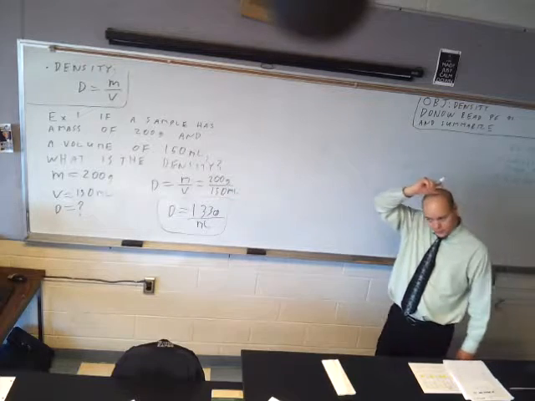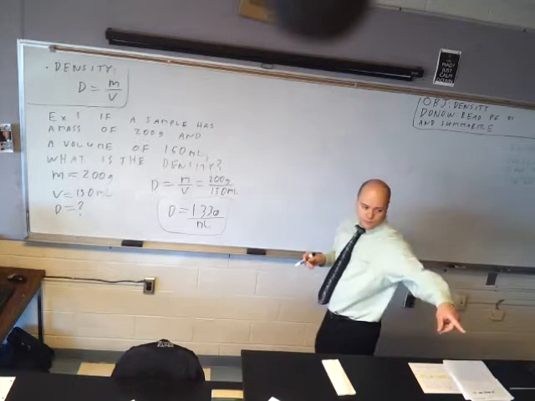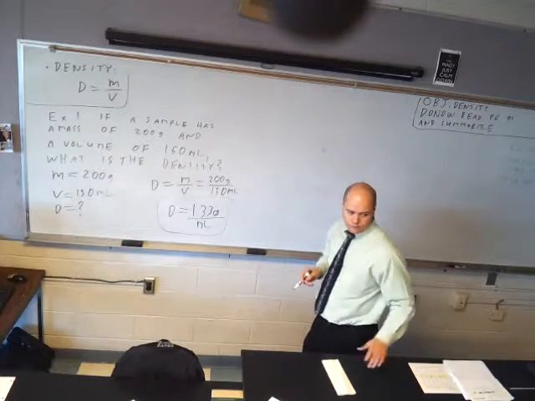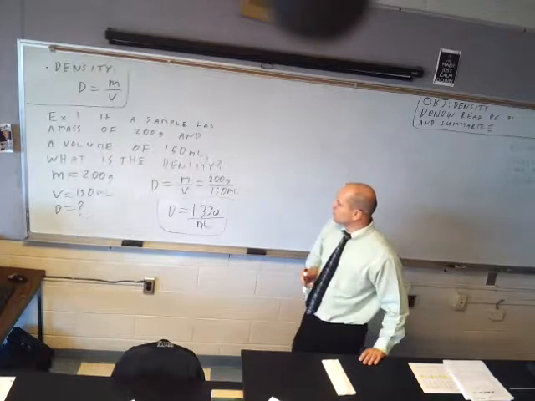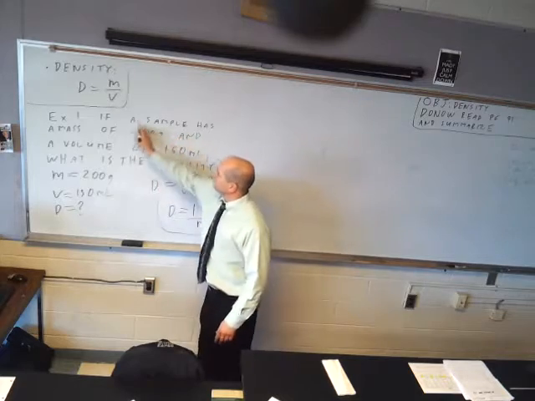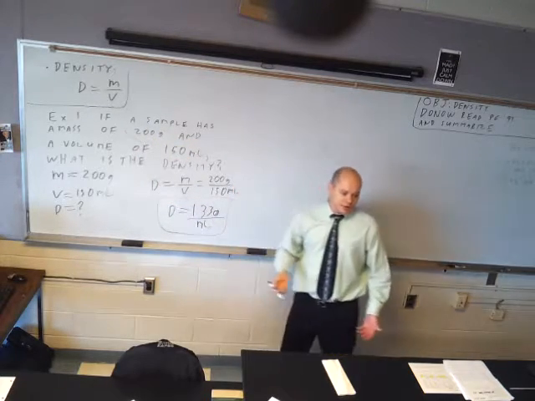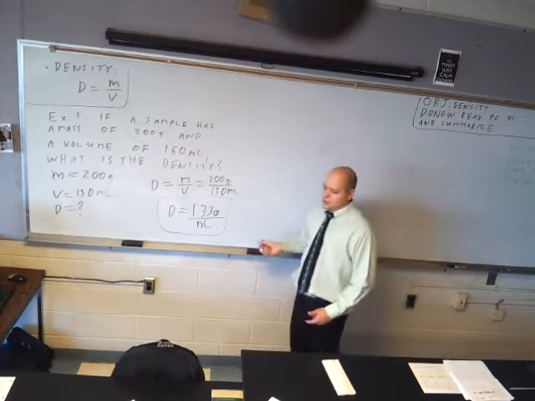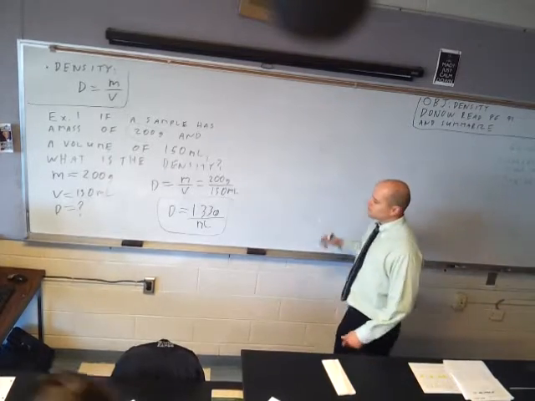All right, questions so far? How do you know which one's the mass and which one's the volume? Well, in the problem, I'll usually tell you mass 200 grams, but also you can just look at the units, right? So if it says grams, it's got to be mass. If it says milliliters, it's got to be volume. If it says liters, it's got to be volume, and so on.